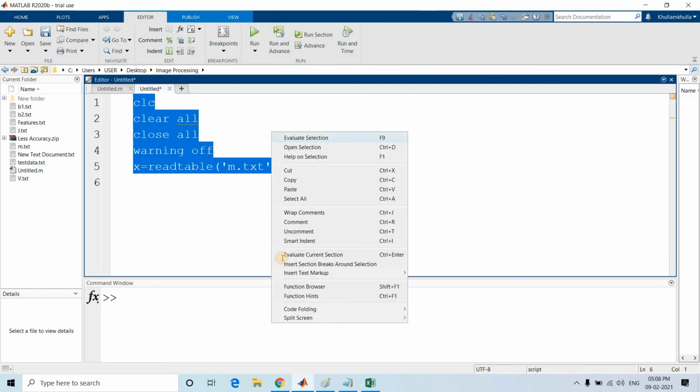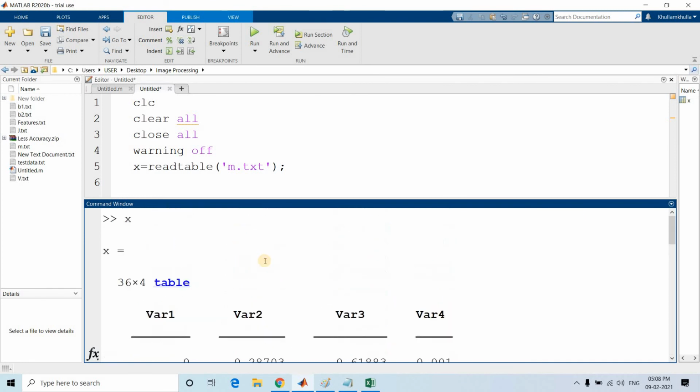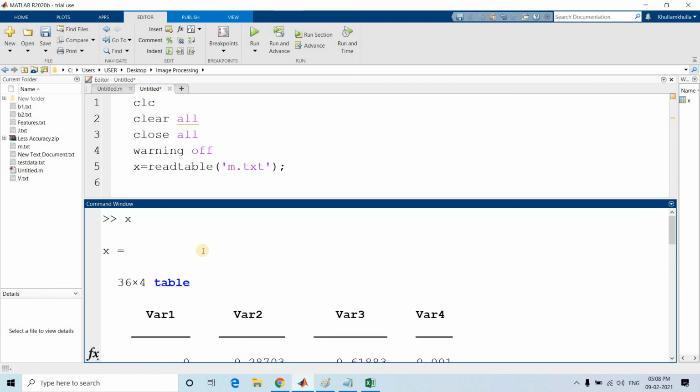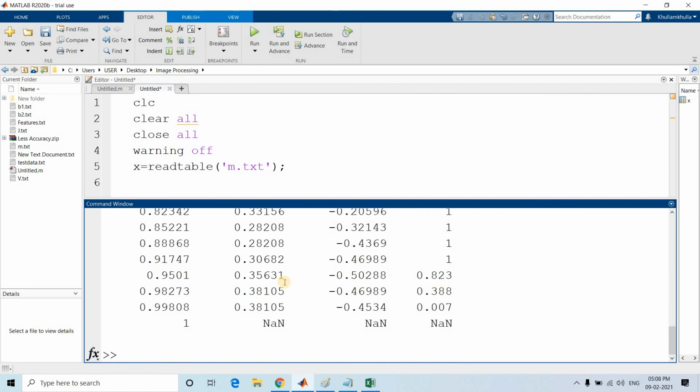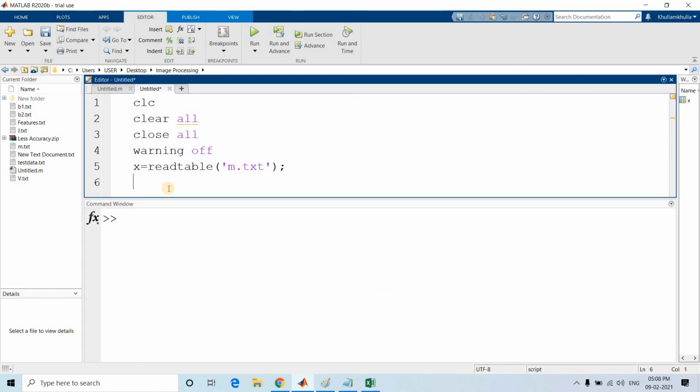Here I am reading the table, and let's run this piece of code. This is my x, where you can see var1 is basically the time instance, which starts from 0. That is, at time instance 0, what is the value? Then var2 is the x coordinate, var3 is the y coordinate, and var4 is the amount of pressure given at that particular location. This data is taken from a tablet, and we can easily collect this kind of information.